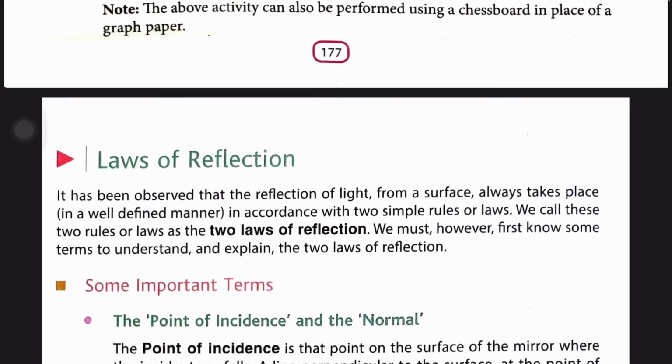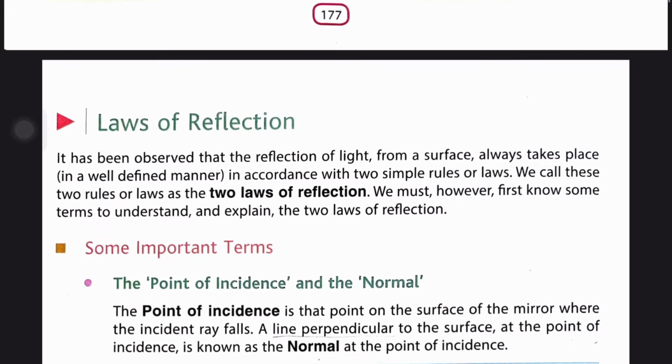Next, laws of reflection. It has been observed that the reflection of light from a surface always takes place in a well-defined manner in accordance with two simple rules or laws. We call these two rules the two laws of reflection. We must, however, first know some terms to understand and explain the two laws of reflection.